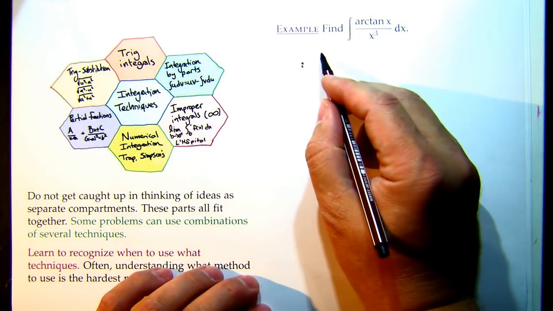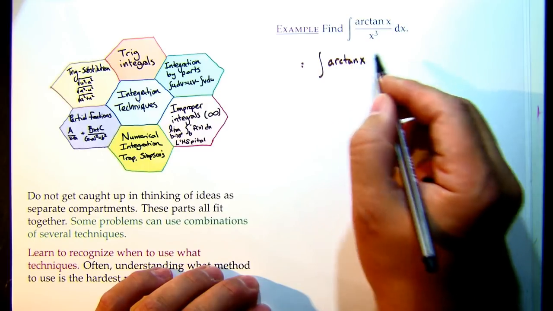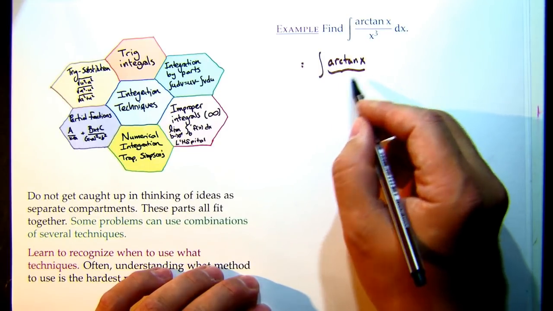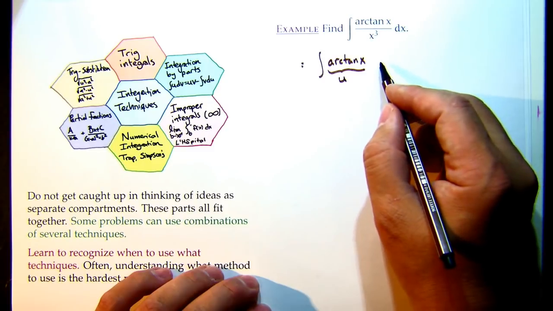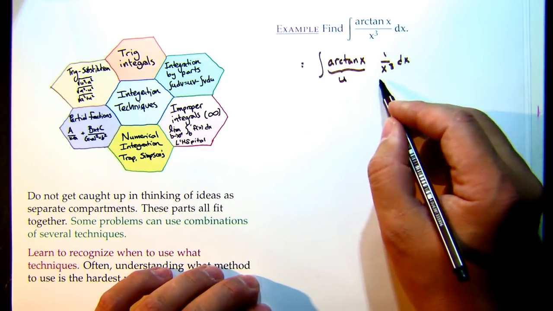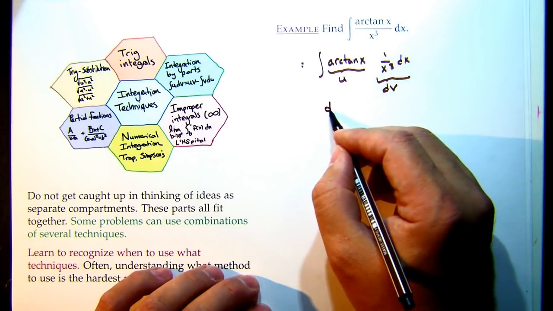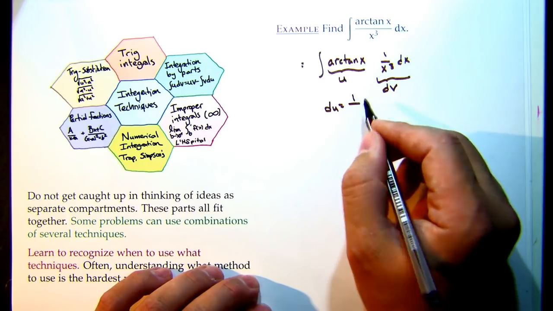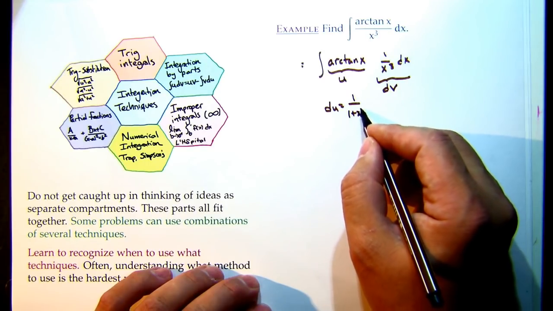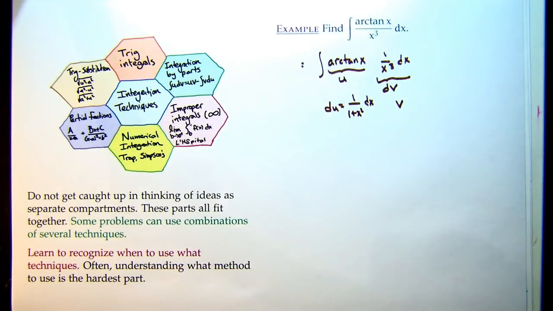So I'm going to think of this as arctangent of x. This is my one part, and that's going to be the part I take the derivative of. So I'll call that u. Then I have 1 over x cubed dx, and that I'll call my dv. So derivative of arctangent, well, that's 1 over 1 plus x squared, because arctangent is awesome. All right. Integral of 1 over x cubed.